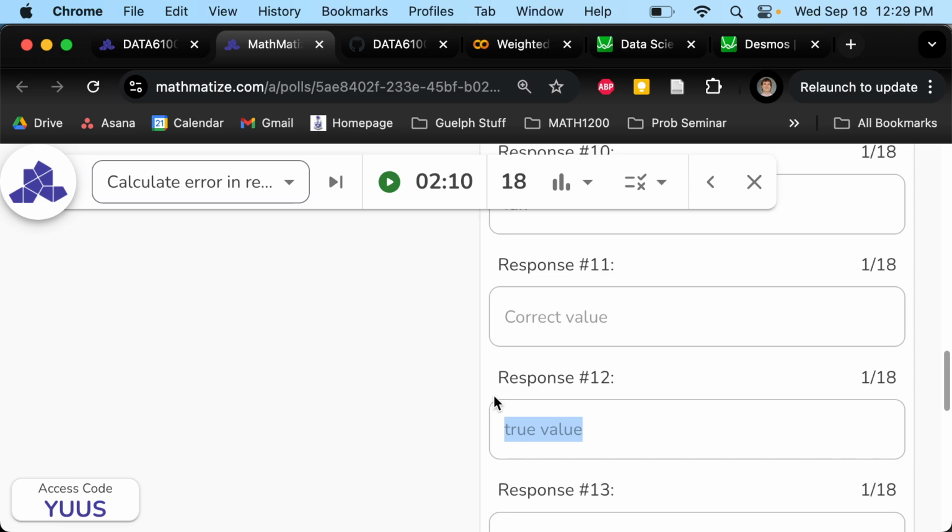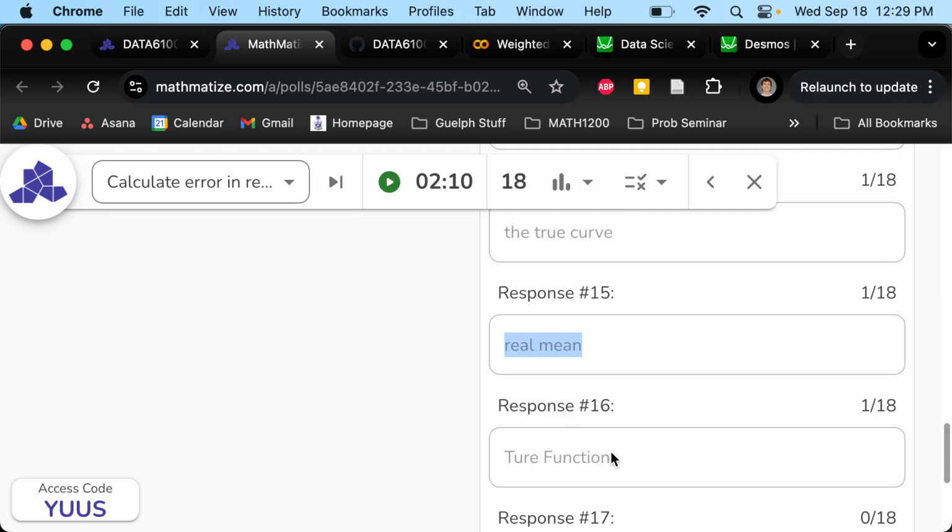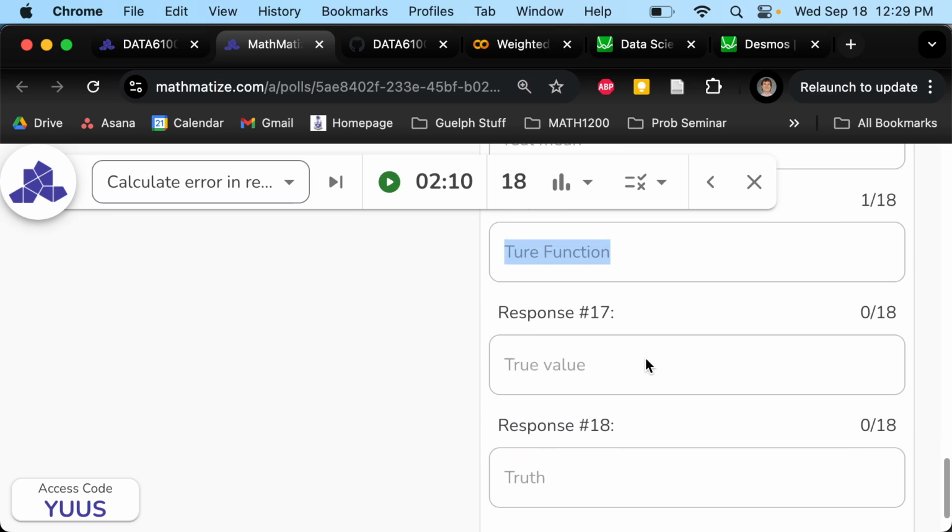So if you said something like correct or true value, true curve, the real mean, these are great. The true function, no, that's very good. True value, truth. Yeah, this is great. All of these are perfectly right.